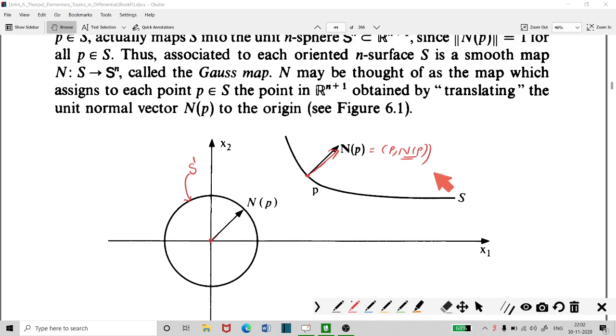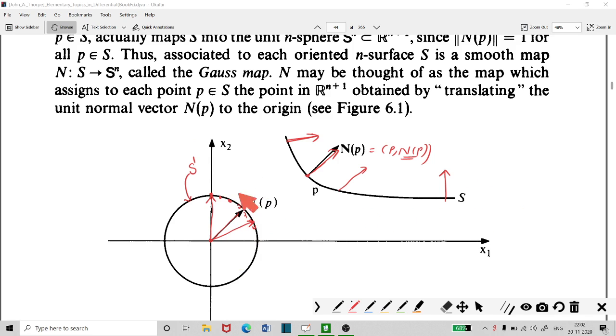And if there is another vector like this, you translate that vector to the origin again, and you get this vector. If this is the unit normal vector at this point, you can translate it to the origin again. You can get many points on this Sn by translating these vectors to the origin. These points are called the image of N, or the image of the Gauss map.